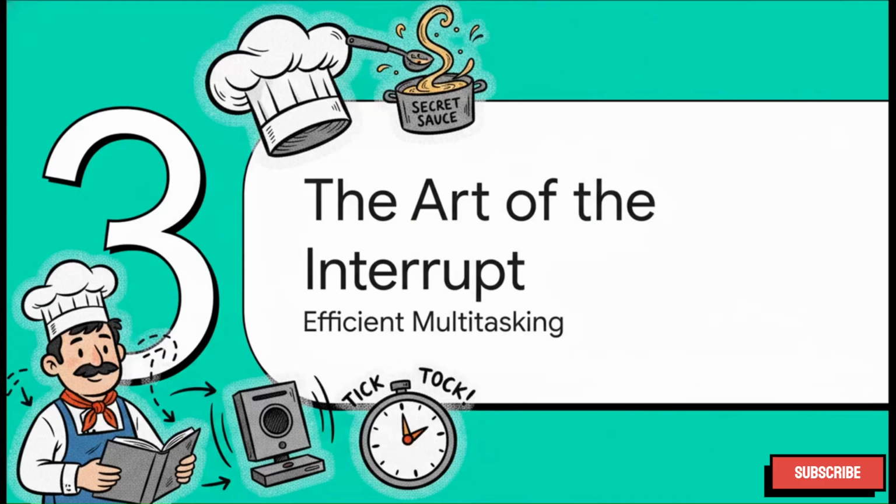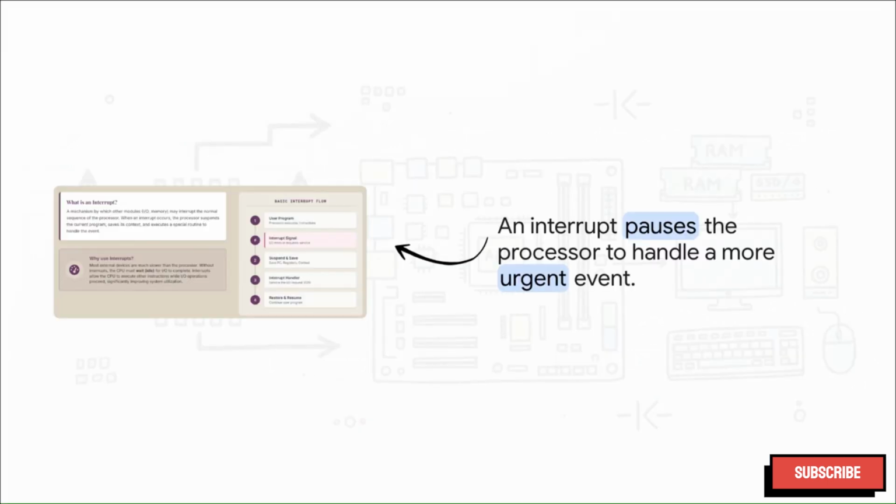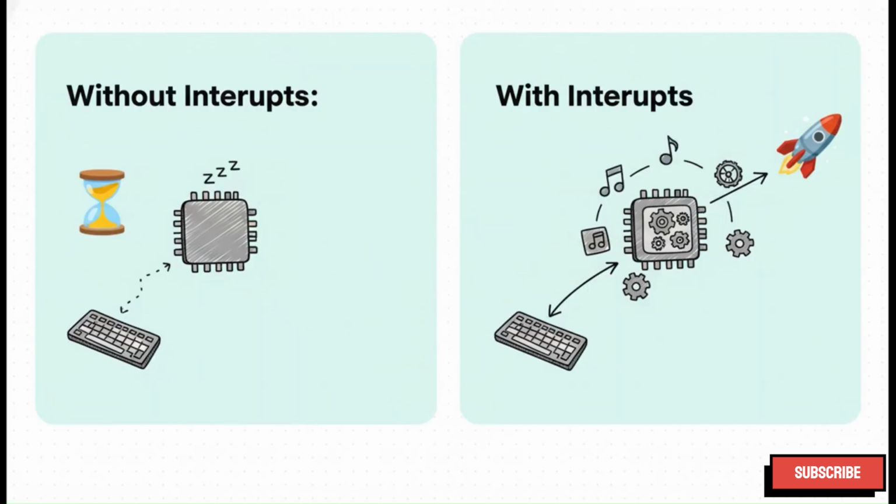So we've got our chef, right? Working away, following the recipe, step by step. But what happens if the oven timer goes off? Or the doorbell rings? Well, that's where the secret sauce of modern computing comes in. It's called an interrupt. An interrupt is, well, it's exactly what it sounds like. It's basically a tap on the shoulder for the processor. It's a signal from your hardware or software that says, hey, stop what you're doing for a tiny fraction of a second. I need you right now. So the processor carefully puts a bookmark in its recipe, handles the urgent request, and then goes right back to where it left off.